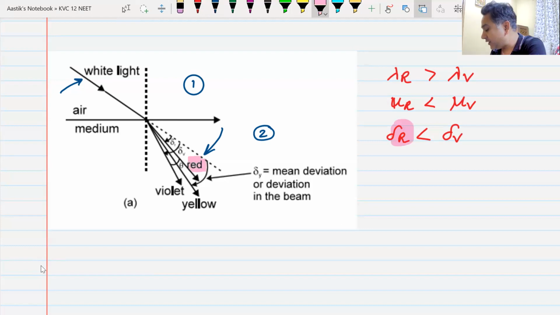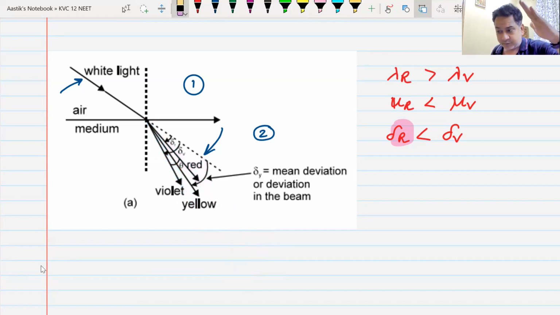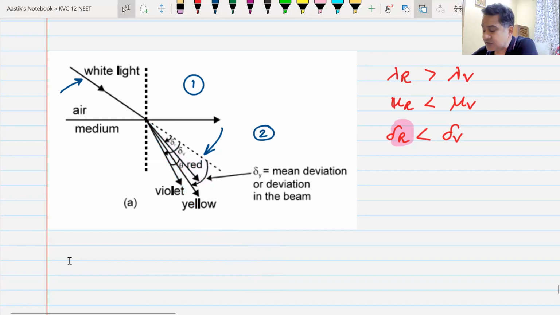The red light here, if I draw it with a pink line, the red light will deviate the least, yes or no? Whereas the violet light deviates the most. Do we understand this? The red light deviates the least, whereas the violet light deviates the most. This phenomenon is known as dispersion. Do we understand this? This phenomenon by which the different lights inside white light deviate by different angles is known as dispersion.